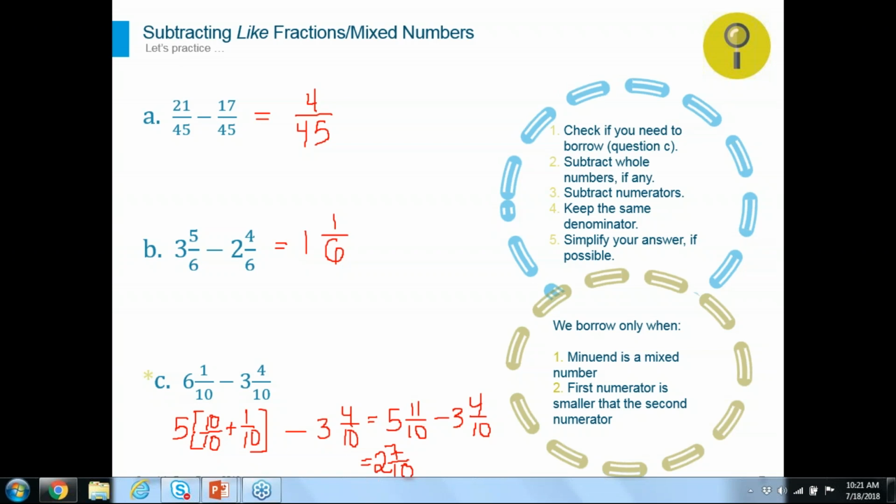So the 10 over 10 is the whole 1 that I borrowed from the 6. I added that to the fraction part already there in the problem, and that together made the 11 over 10 fraction part of the first mixed number. Did I answer your question, Marlene?